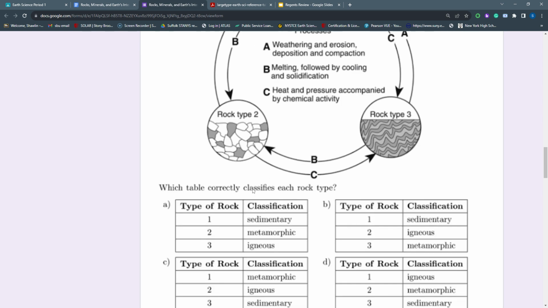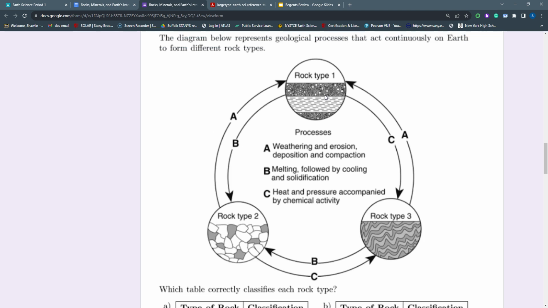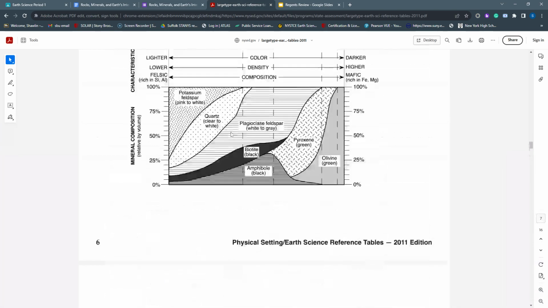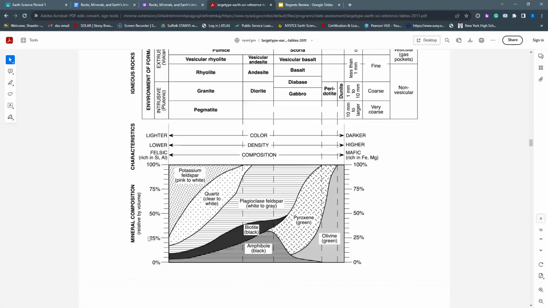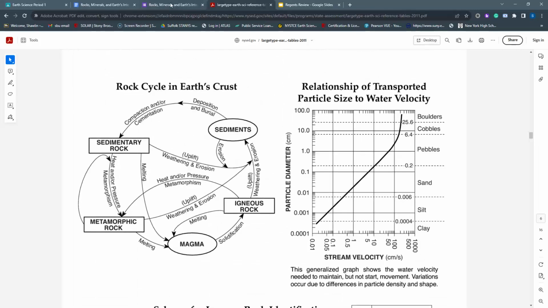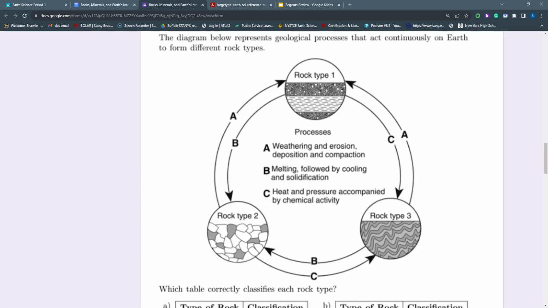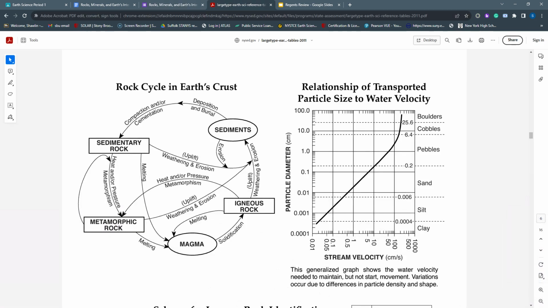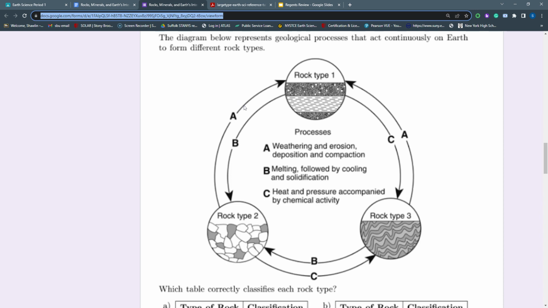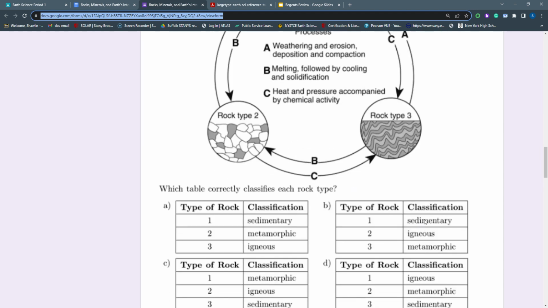All right, so I want to know what rock type each rock type number is. Rock type 1 is formed from weathering and erosion. So if I'm just trying to figure out how each rock forms, remember, I just go to page 6 up here, the rock cycle. And rock type 1 is formed from weathering and erosion. Sedimentary rocks are formed from weathering, erosion, deposition, burial, compaction, cementation. So rock type 1 must be a sedimentary rock.